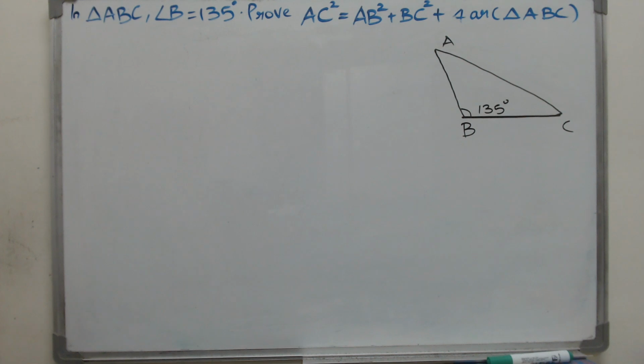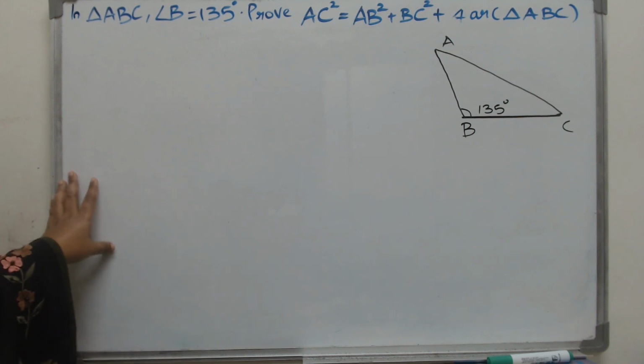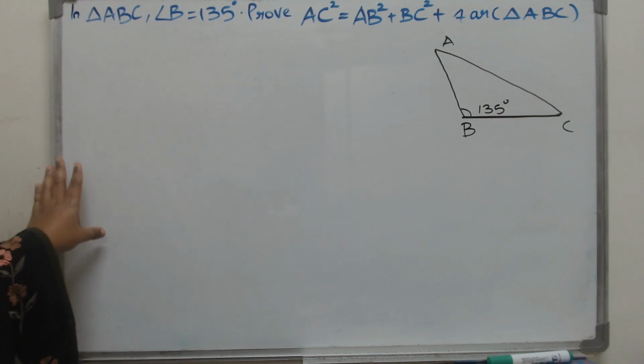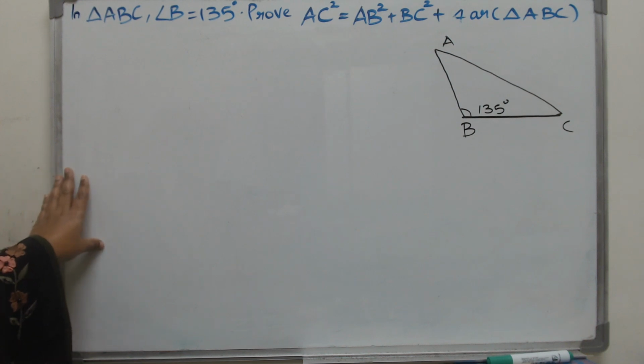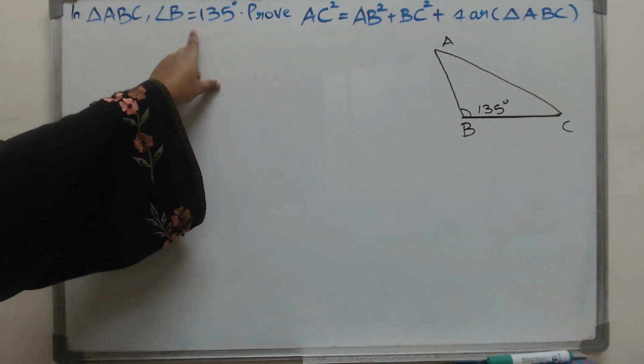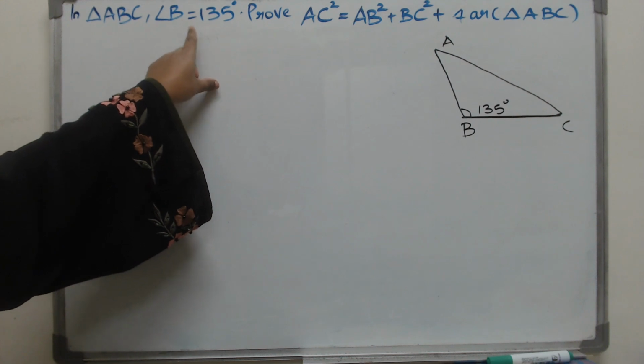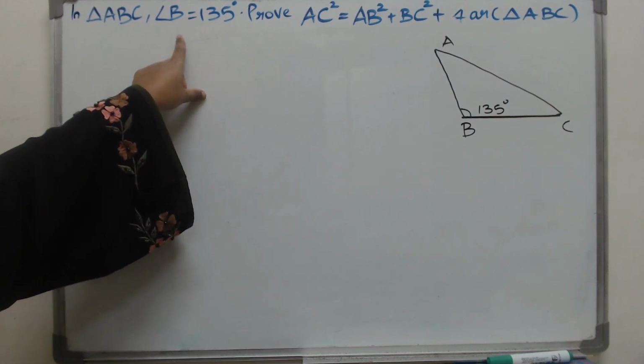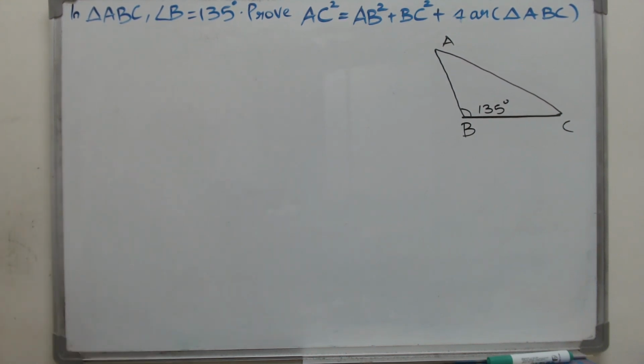When we apply the Pythagoras theorem, for which we need a 90 degrees, a right angle. And how can we get a right angle? When we construct an altitude. That is why this angle being an obtuse angle is significant. Why is that? What is an altitude?